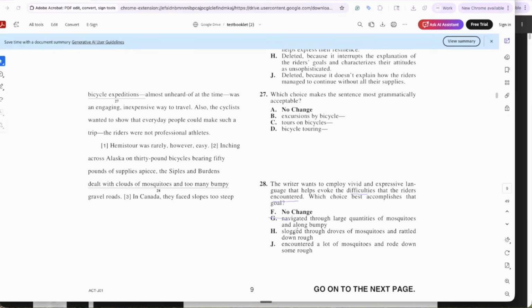F is more expressive. And then H, slogged through droves of mosquitoes and rattled down rough. That's going a little bit more expressive. I kind of like H a little bit better. Encountered a lot of mosquitoes and rode down some rough. So that one's kind of like your least expressive. So if you're just going based on all those key points in the text, which kind of stands out, because it's going to be that more vivid and expressive language. And what a lot of students will do, they'll just kind of focus on the bottom half of this, but it's really asking for kind of that dramatic option there. And the answer is going to be H.